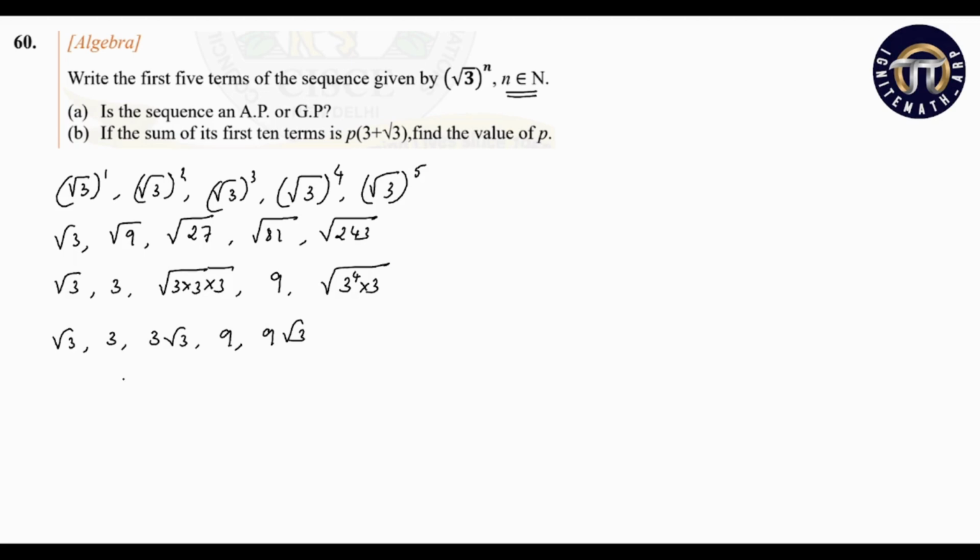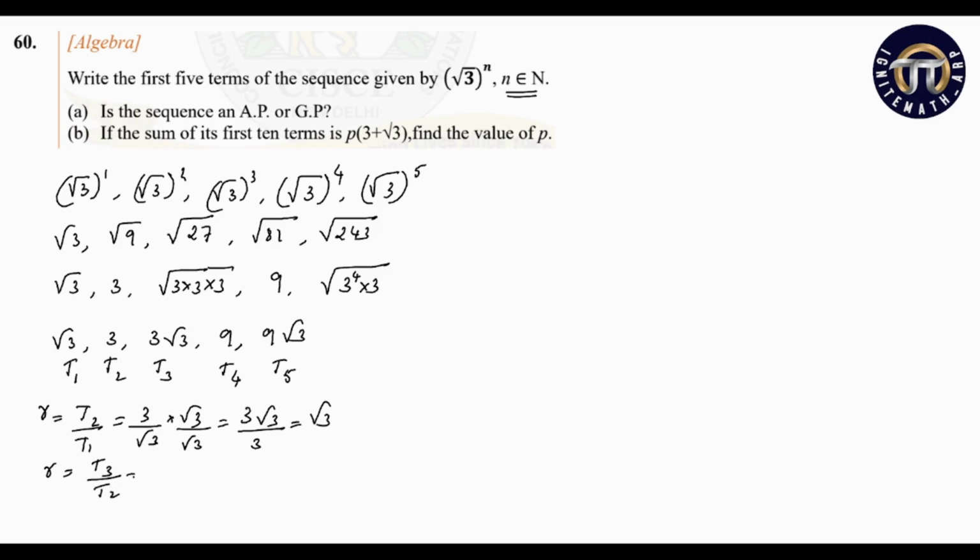Now I need to check whether it is GP or not. So what I do, this is nothing but T1, T2, T3, T4 and T5. Now I'll find out the common ratio, that is T2 by T1. So 3 divided by root 3. Okay, so when I rationalize the denominator, root 3 by root 3, I get 3 root 3 by 3. I get this one as root 3. Clear? So again I'll find out R.